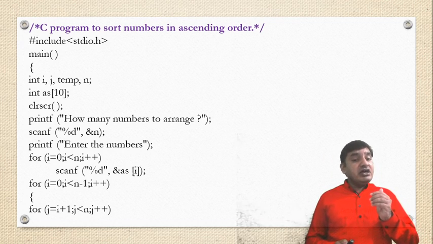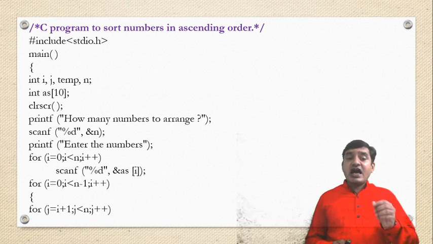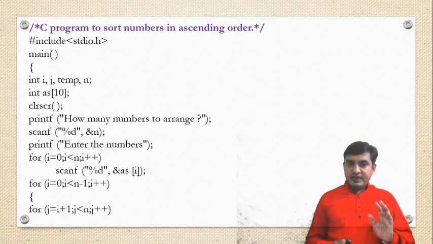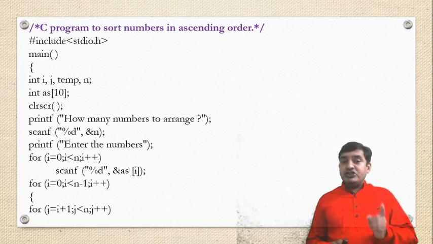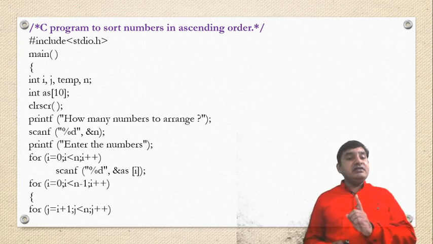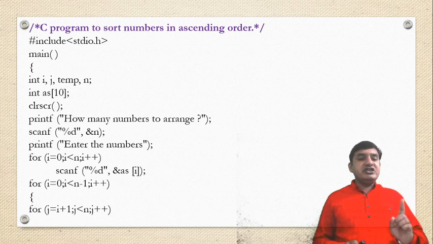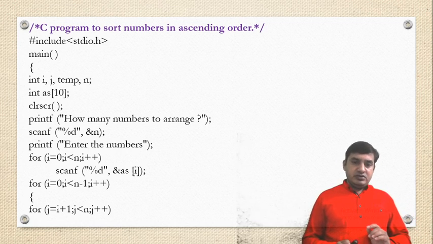Initially we consider i is equal to 0. So 0 is added to 1, so we get j is equal to 1.